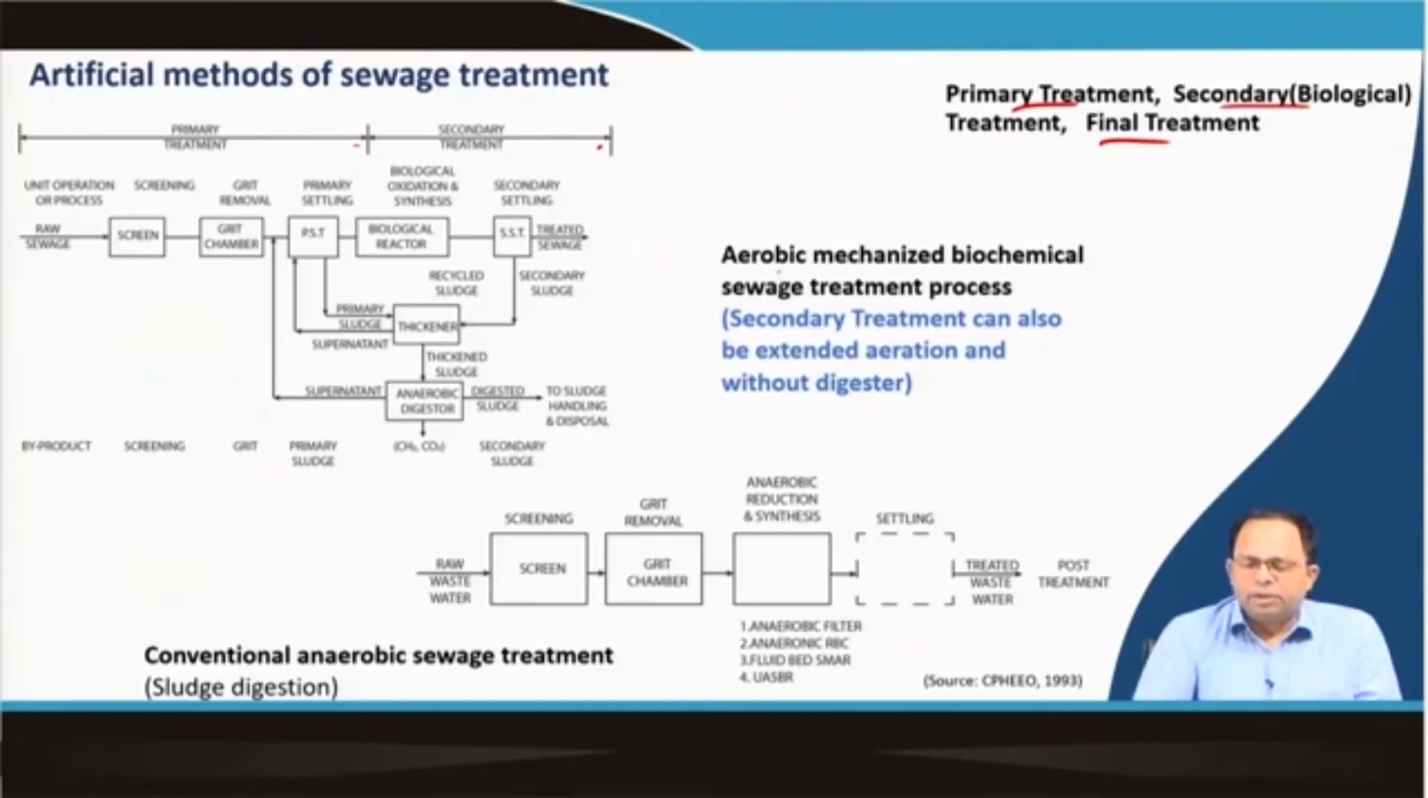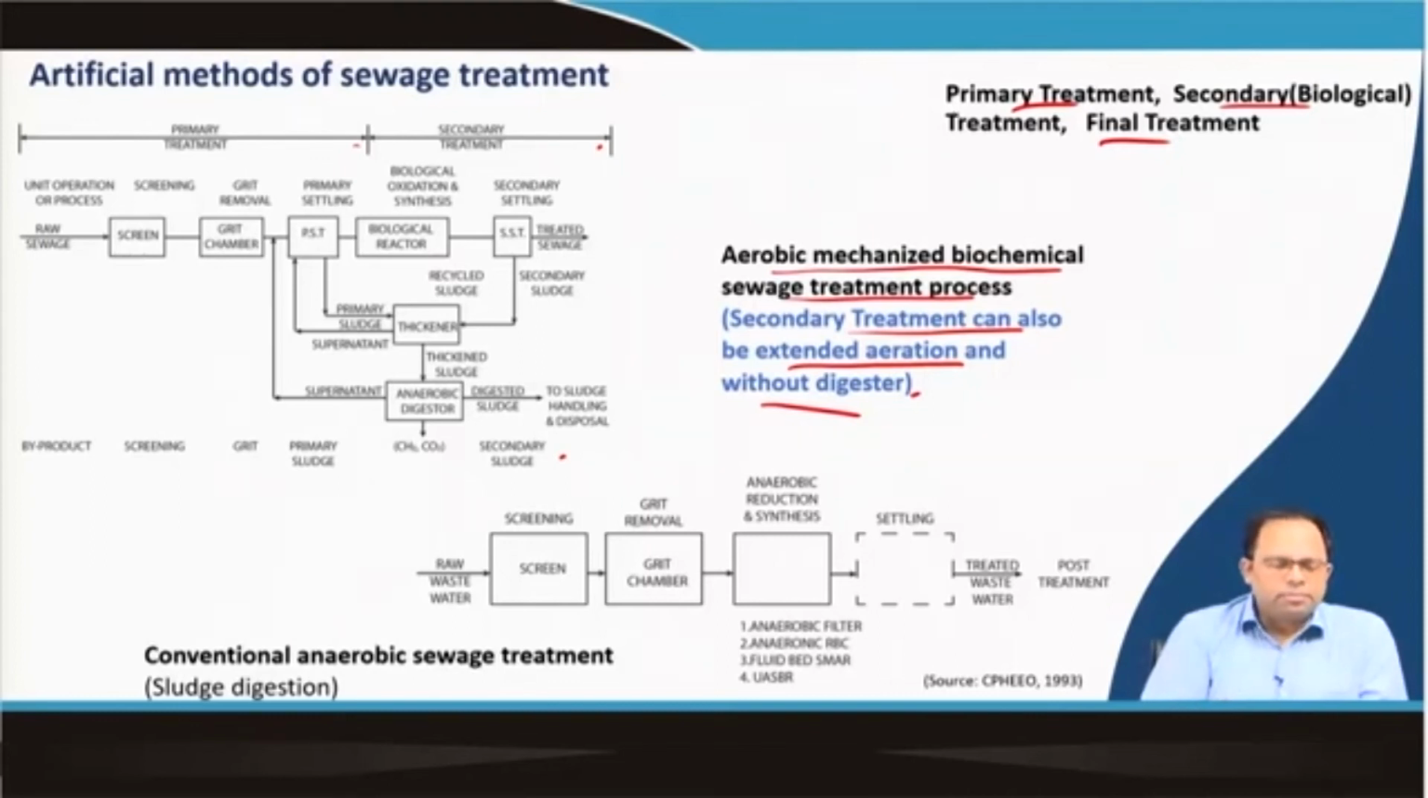Here we are using an aerobic mechanized biochemical sewage treatment process, and secondary treatment can also be extended aeration without a digester. So, we can do more aeration, that will reduce the need for a further digestion tank at the end for sludge. That means we can use variations of the same system, and that has to be determined based on a lot of factors, based on the type of sewage and the overall arrangement of the treatment unit and so on.